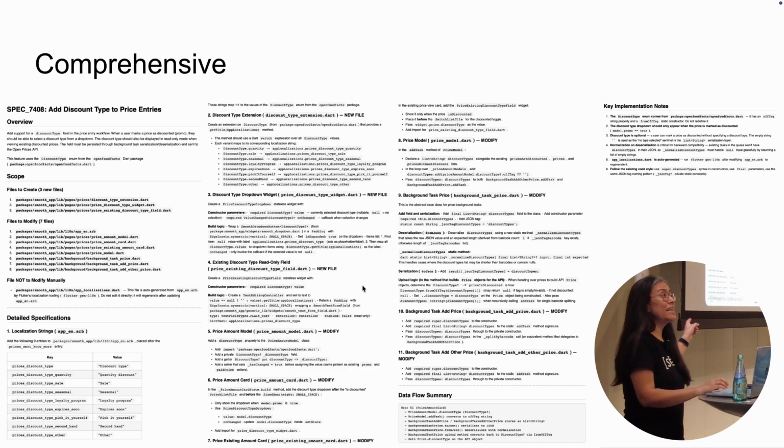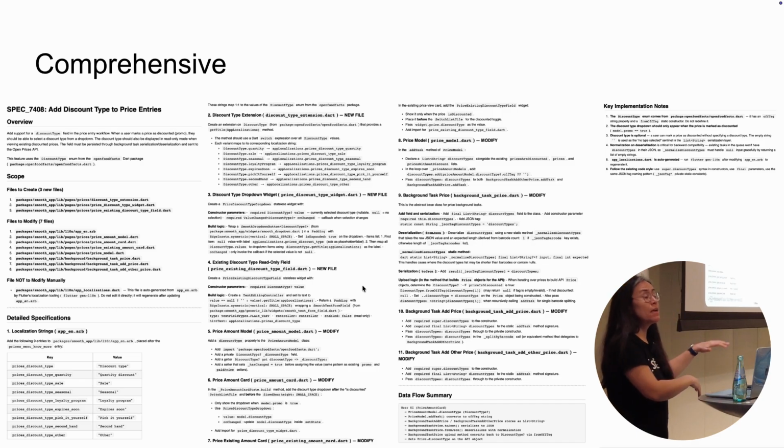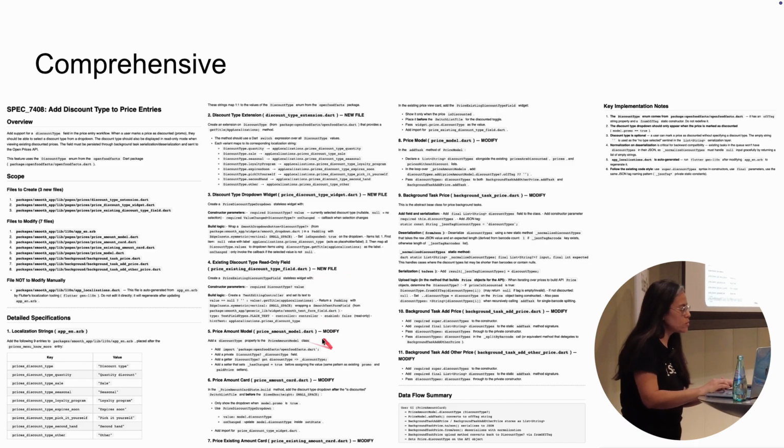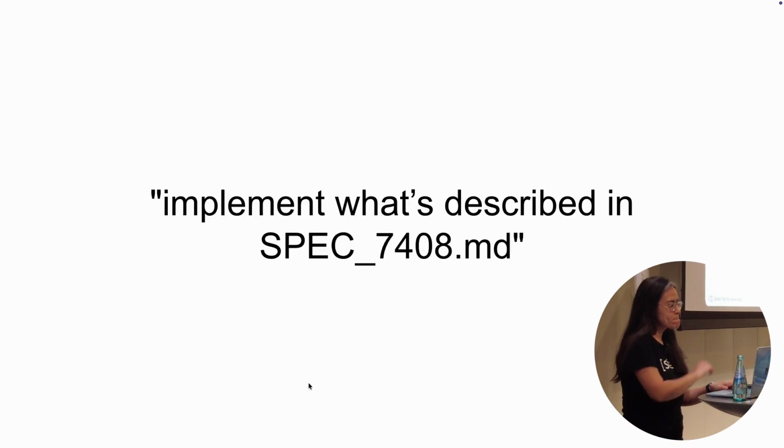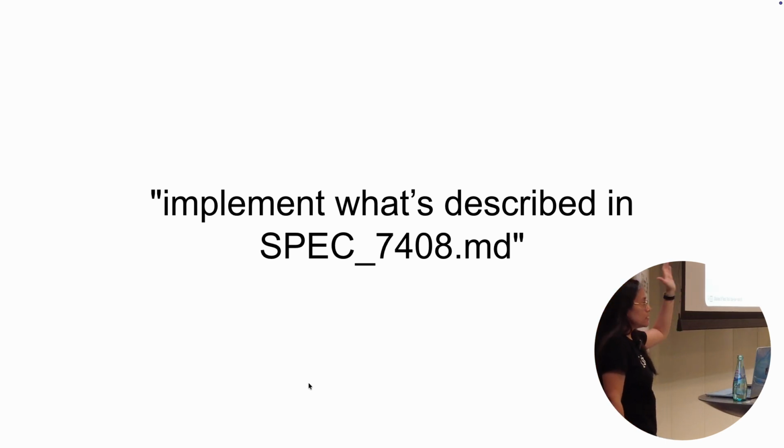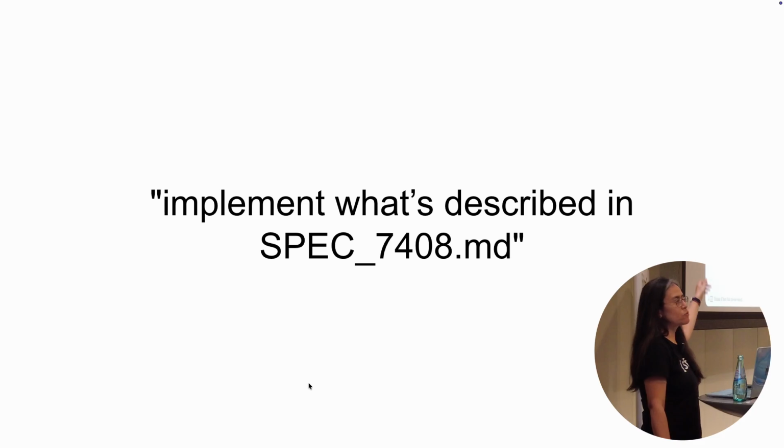The comprehensive one looked like this, which is crazy. This is more text than the actual code that was made on the repository. But I went with it, you know. It was like, okay, you should create this file and so on, modify this file, you should do this, this, this, and that, okay. And this was the minimal one. Okay, so you should add a discount type drop down, do this. So basically 5 tasks and some key constraints. So those were the specs that came from basically the repo. And this is the instruction that I gave to the agent. Implement what's described in this file. And that's it.